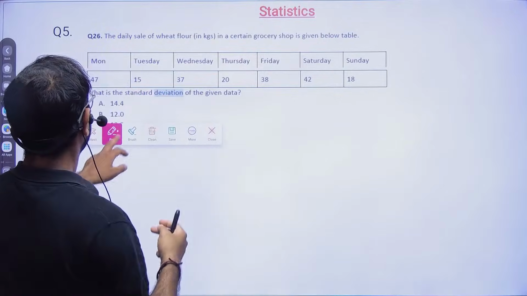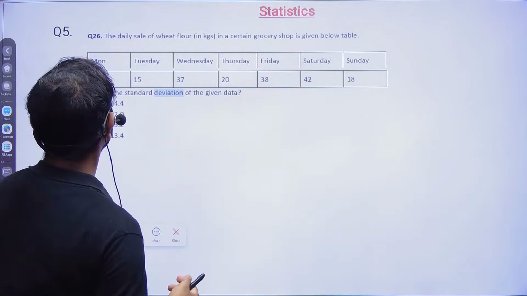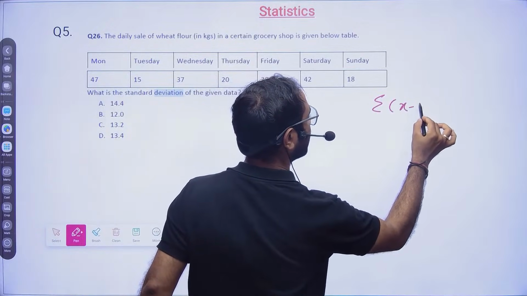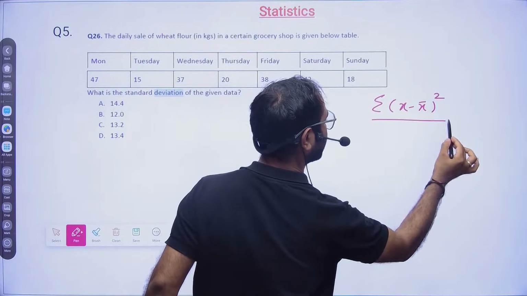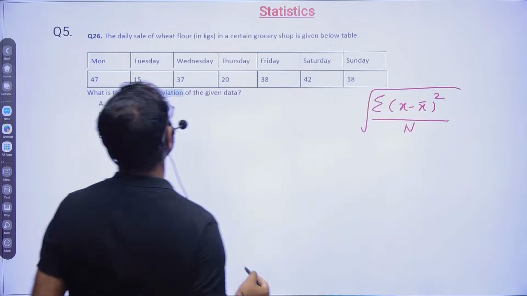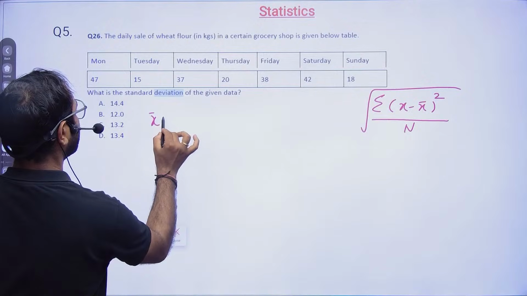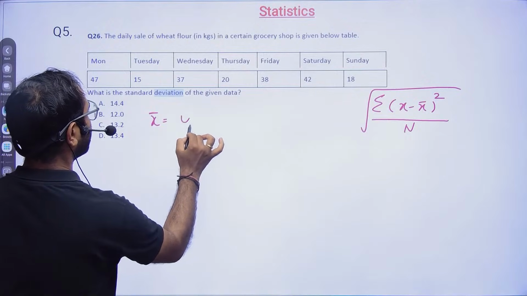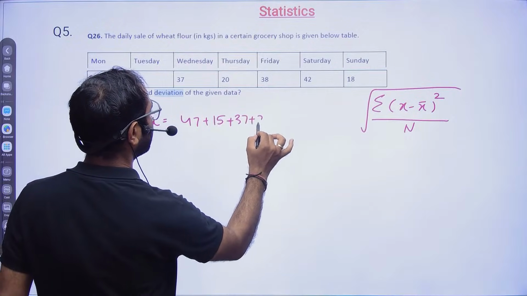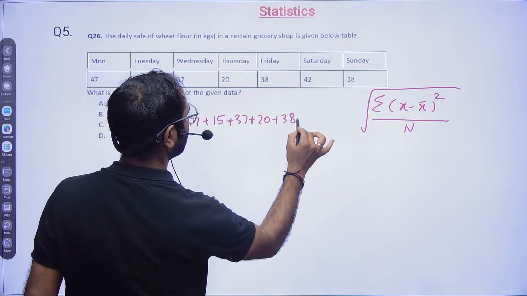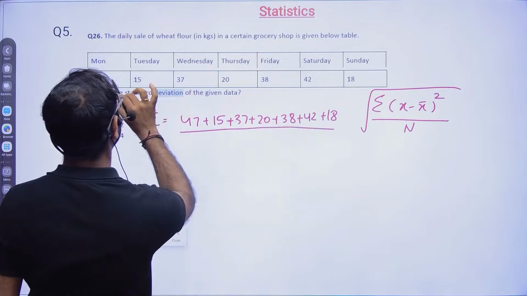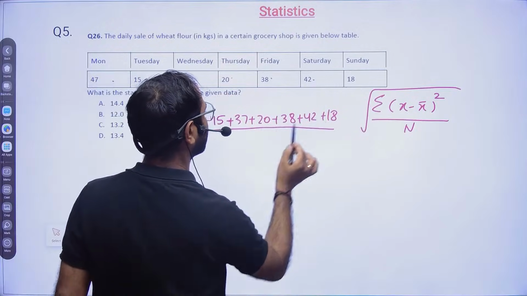See here, what is the standard deviation of the given data? So first what we will do, again the formula is same: x minus x bar. You need to practice this, because in the exam if such questions are there, please solve them. Now here x bar will be equal to the mean. So 47 plus 15 plus 37 plus 20 plus 38 plus 42 plus 18, divided by n, 1 2 3 4 5 6 7, 7.